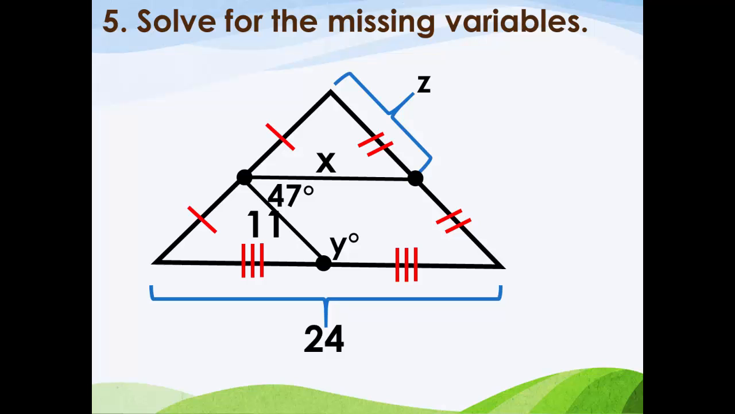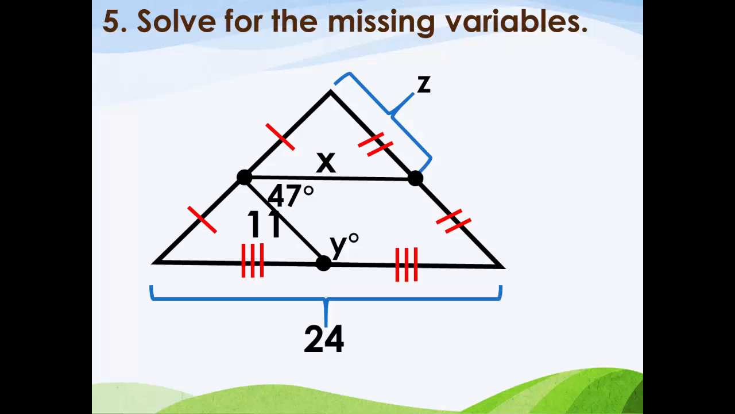Let's try to focus our attention on finding x. When I look at x, I see that it's connected to a midpoint. I know it's going to be half of the parallel side, so I need to find where the side is that goes with it. Do you see the 24? That's the parallel side that goes with x. So I need to take half of the parallel side. So finding x, I would just take half of 24.